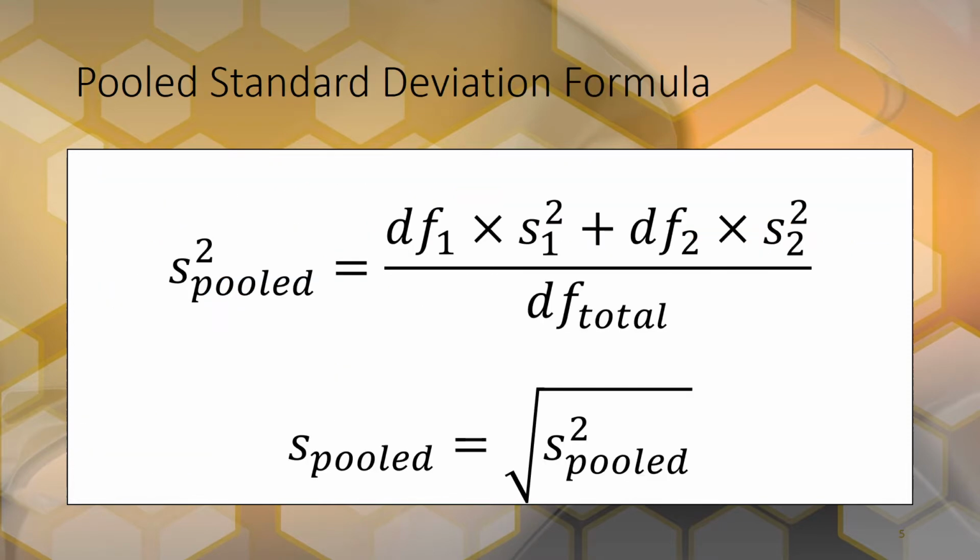So here's the formula for the pooled standard deviation. S squared pooled is the pooled variance, and you need to get that first, and then take the square root of it to get the pooled standard deviation. The information that you need is the degrees of freedom for each group, its variance or standard deviation for each group, and then the total degrees of freedom. That's all you need.